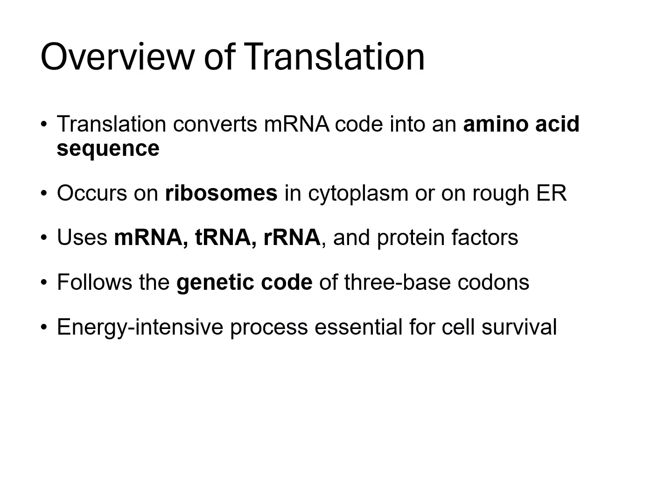Translation is the process of converting an mRNA sequence into an amino acid sequence. In other words, turning the genetic code into a working protein. And we're going to see later that this follows the genetic code of 3 base codons. Translation happens on the ribosomes that are either free in the cytoplasm or attached to the rough endoplasmic reticulum in eukaryotic cells. Translation requires 4 key types of molecules: mRNA, tRNA, rRNA, and protein factors that guide the process. It's energy intensive, but absolutely essential for cell survival.